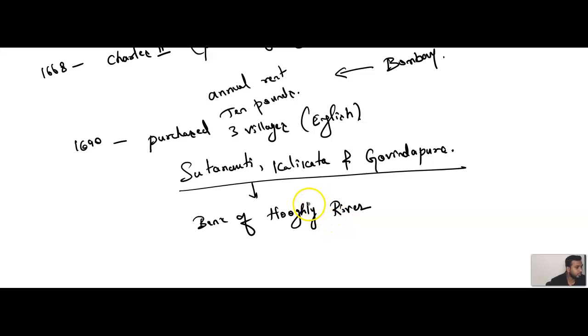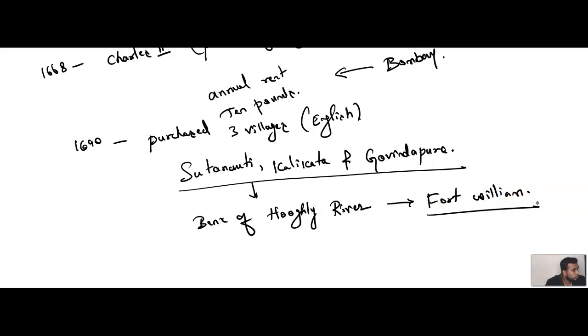And what did they do? Simply they purchased those villages? No, they wanted to build one more, a very big fort. That is the reason they took those 3 villages. They took the 3 villages near the bank of Hooghly River and they built Fort William. Which is the name? Fort William.